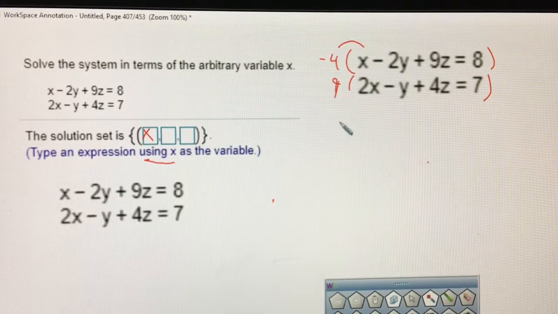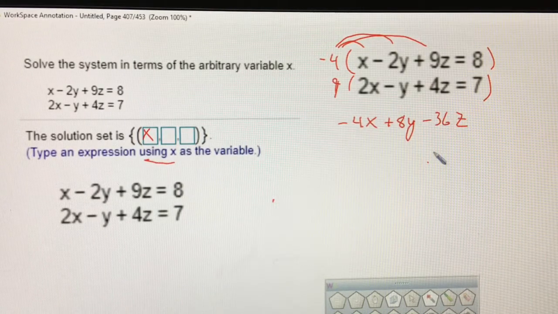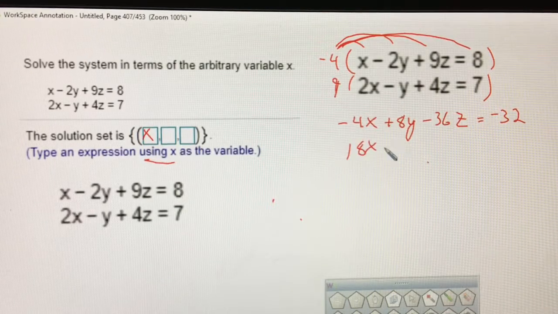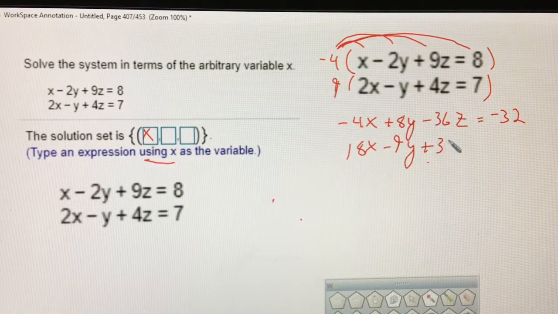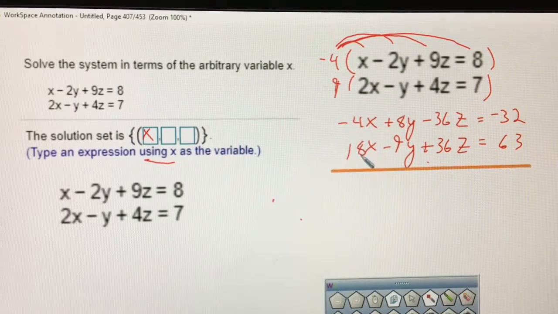So let me distribute the negative 4. That would give me negative 4x plus 8y minus 36z, and then be careful, you have to distribute it, equals negative 32. These are problems to mess up the arithmetic on, really easy to do. So that's going to be, again, positive 18x minus 9y plus 36z equals 63. Now I'm going to go ahead and do my systems of equations elimination process. 18 minus 4, that's going to give me 14x.